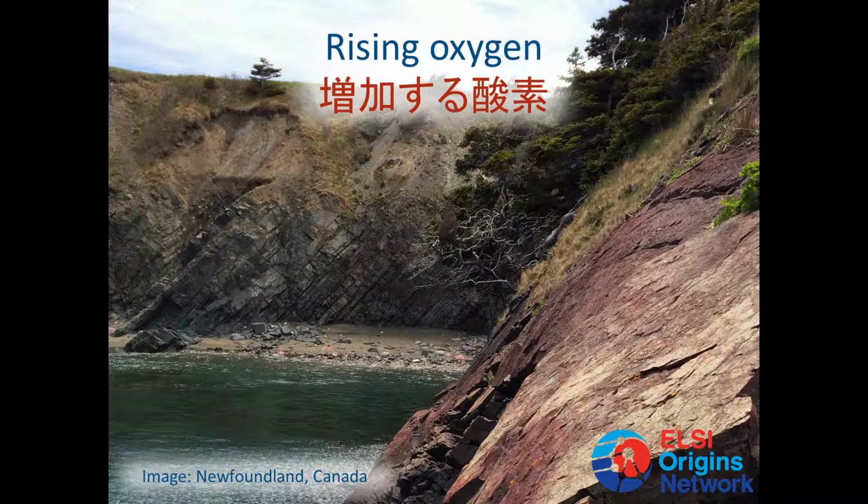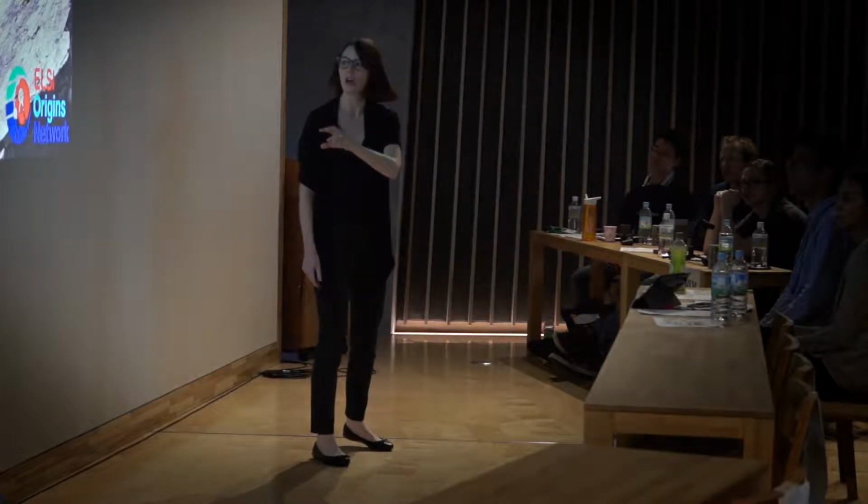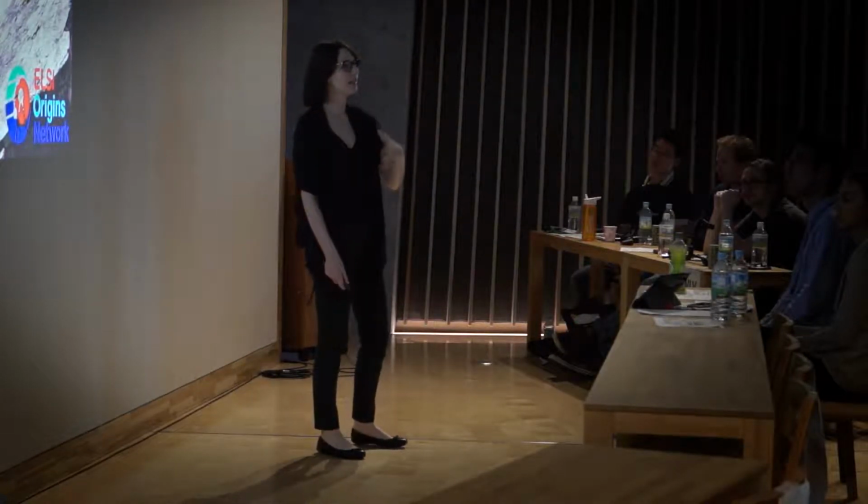Some Ediacaran rocks, such as these from Newfoundland, Canada, show changes in color from red to gray that are due to changes in the chemistry of iron in the rock. This shows that at least here, at this time, there were increases in the level of oxygen. So there is another rise in the amount of oxygen in the ocean right at this time.